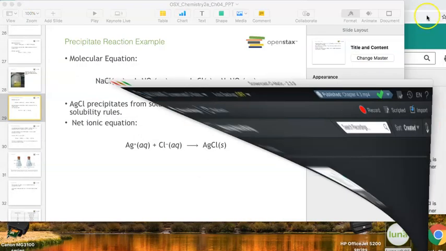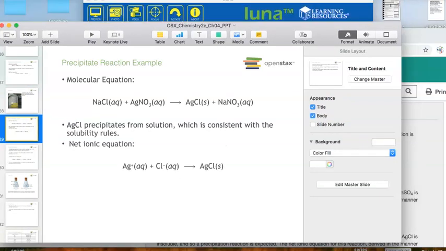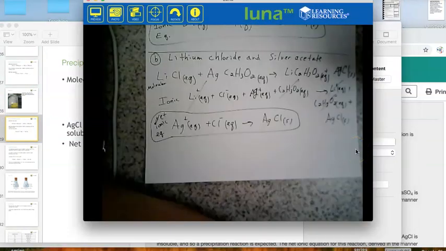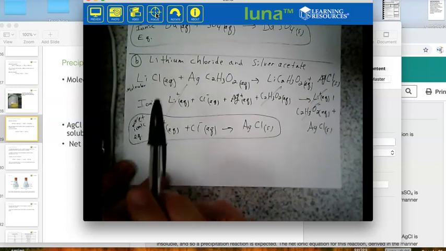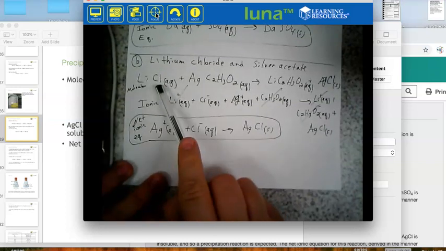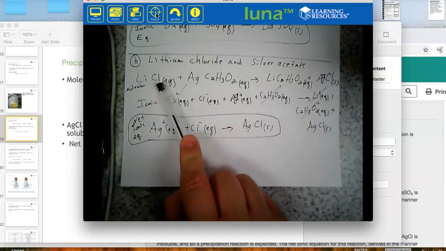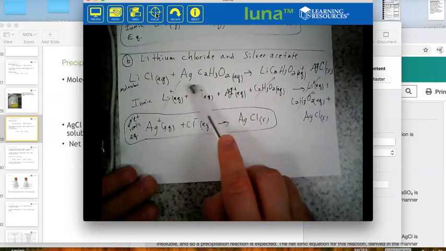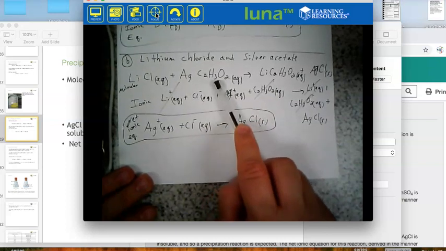So we're writing the formula for lithium chloride, LiCl. Lithium's +1, chlorine's -1. And then silver acetate, so silver is +1, acetate's -1, C2H3O2.